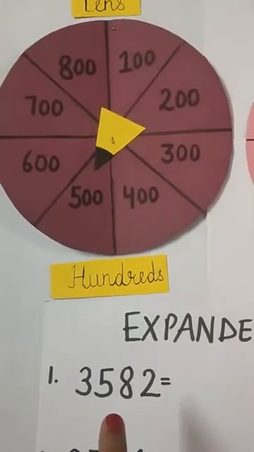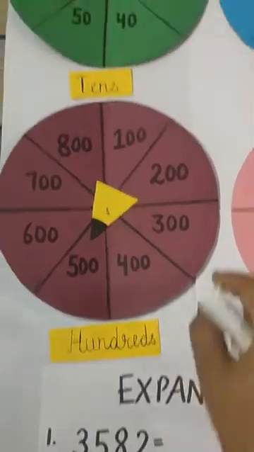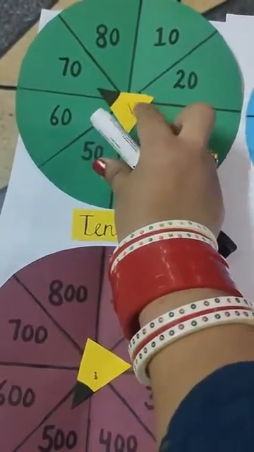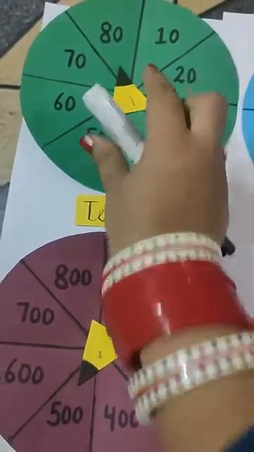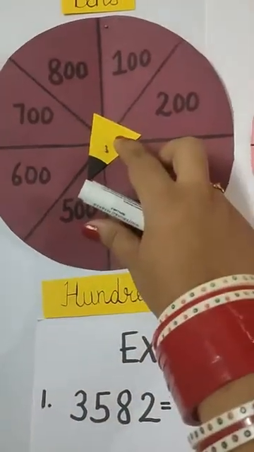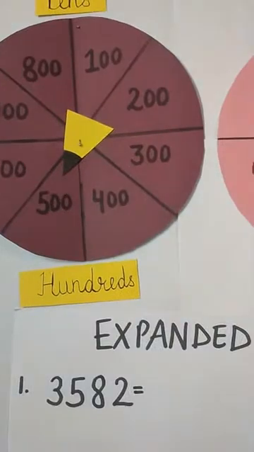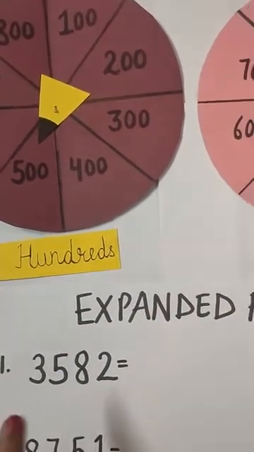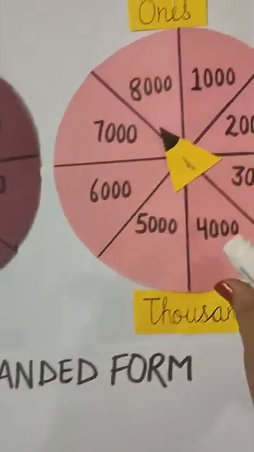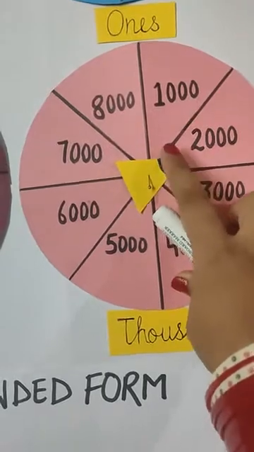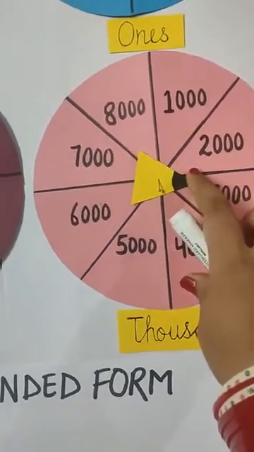Now we have this 5 here, and 8 here at the tens place. So let us fix it, up to 80 we will fix. Now at the hundreds place we have 5, so it is towards 500. Yes, it is towards 500. Now at the thousands place 3 is there, you can see. So here I have to fix it like that. Okay, that is 3000. It is facing toward 3000.